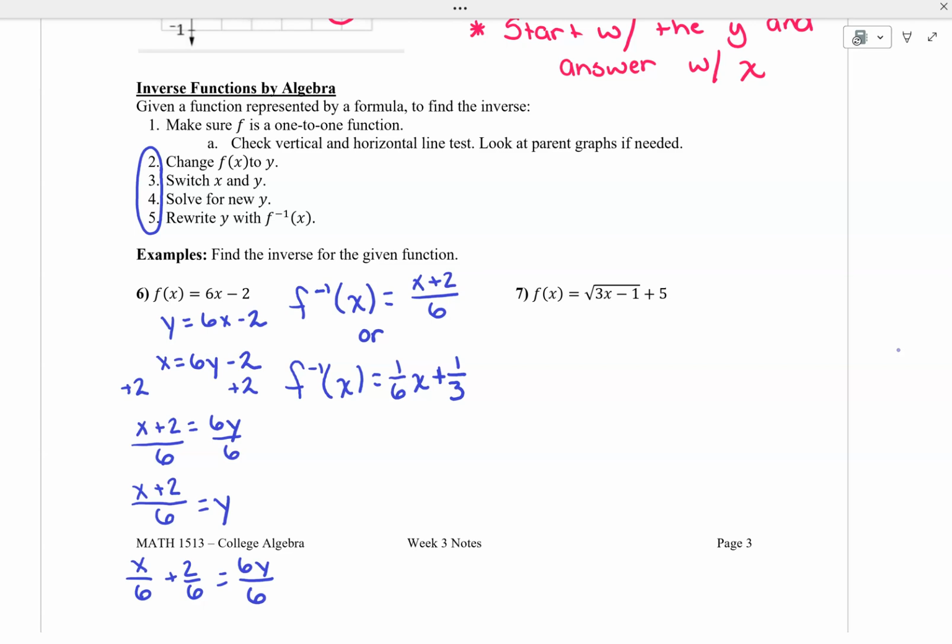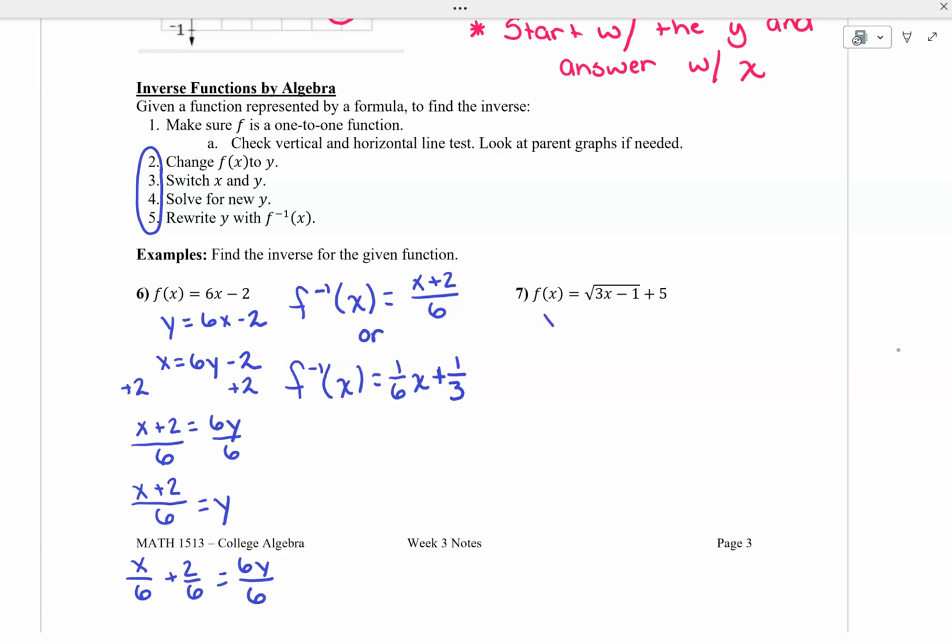Okay, the next one is a square root function. So remember, square roots look like this. Okay, so therefore, as of right now, this one is considered 1-to-1. This one is a little tricky because the answer we're going to get is not going to be considered 1-to-1. But we could also restrict it if we wanted to. Okay, but we are going to follow the steps.